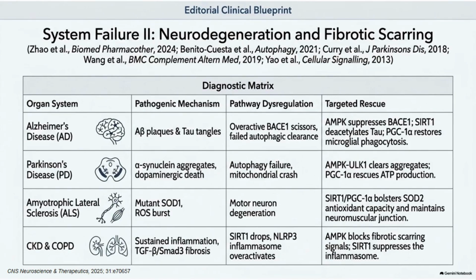Pathophysiology of neurological and chronic inflammatory disorders. Neurodegeneration: A-beta accumulation and tau pathology in Alzheimer's, alpha-synuclein clearance failure in Parkinson's, and mutant SOD1 aggregates in ALS. Chronic inflammation and fibrosis: NLRP3 inflammasome overactivation and TGF-beta/SMAD3-driven scarring in chronic kidney disease and COPD.